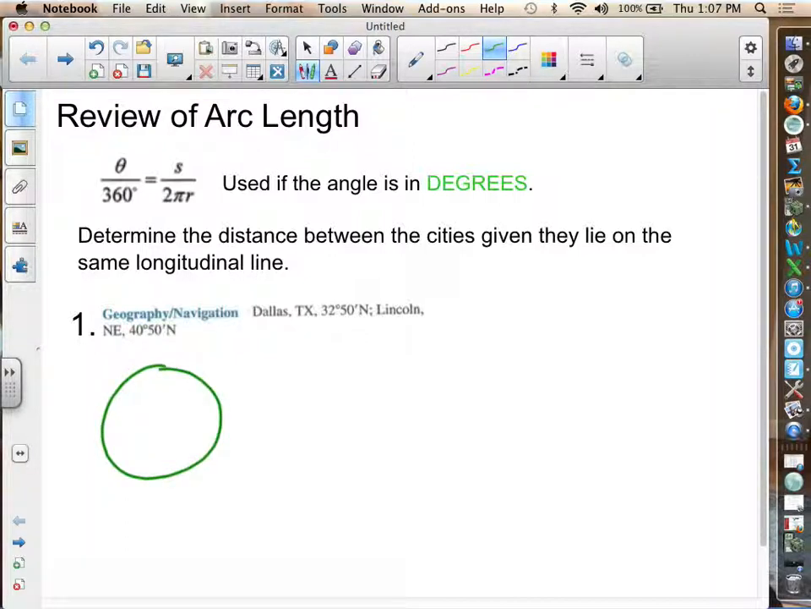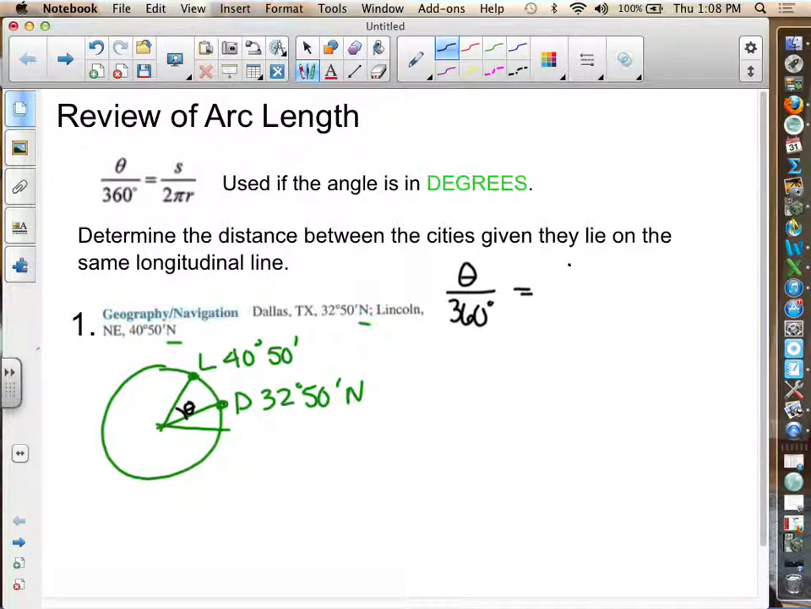So you're going to assume that these are on the same side of the equator because they're both north. If I have one city here, which would be Dallas, it is 32 degrees 50 minutes north. And then I have Lincoln, which is 40 degrees 50 minutes north. I need to determine what this angle is in between these two cities in order to use that equation. Theta over 360 degrees is S over 2 pi r.